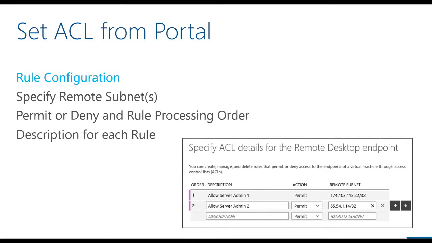Each rule consists of the remote subnet in CIDR format, whether the rule is to permit or deny the remote subnet access to the endpoint, the description of the rule so you have a useful reminder as to why the specific rule is in place, and finally the order in which Windows Azure will process rules. The lower the number, the higher the precedence to the Windows Azure rules engine.